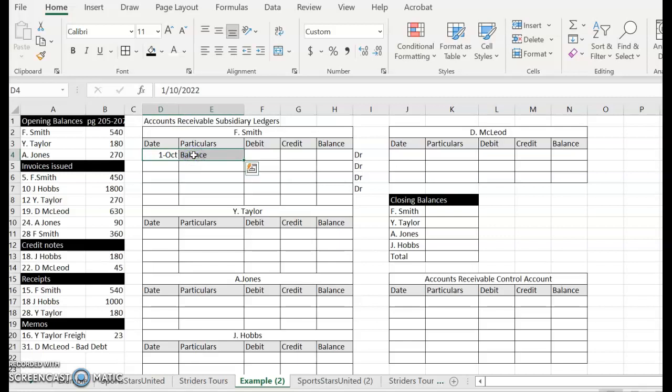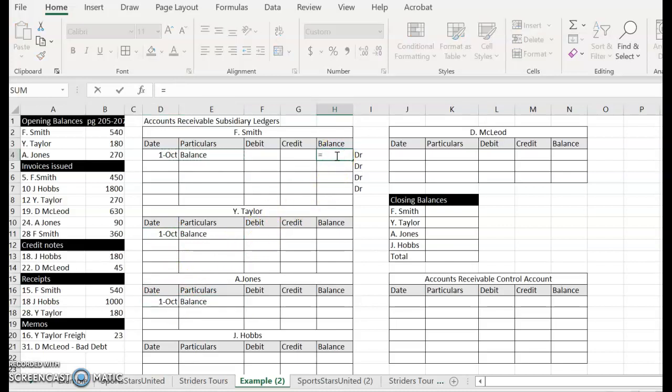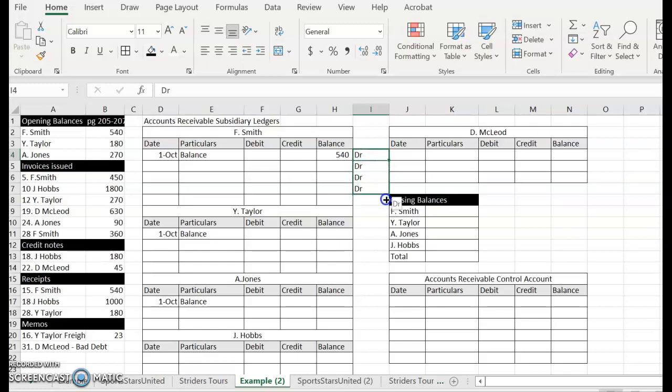highlight those ones, Control C, and then Control V. So we're copying and pasting, so we don't have to write it in more than once. F. Smith has an opening balance of 540, and type DR there, and then put the mouse onto that corner and just fill that down. So we've got debits all the way.